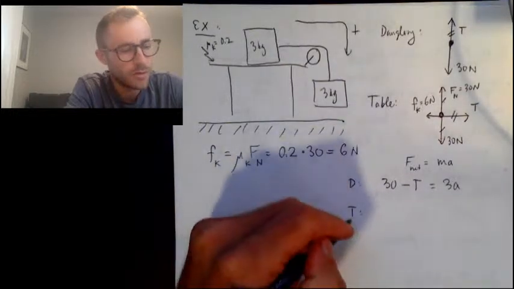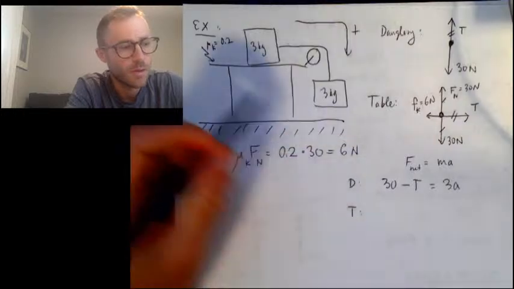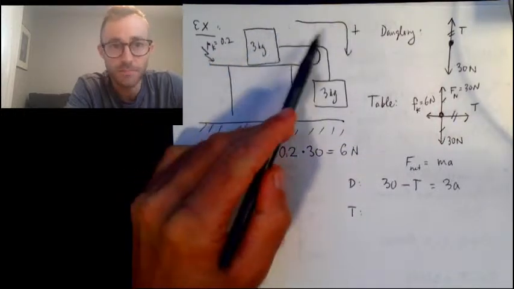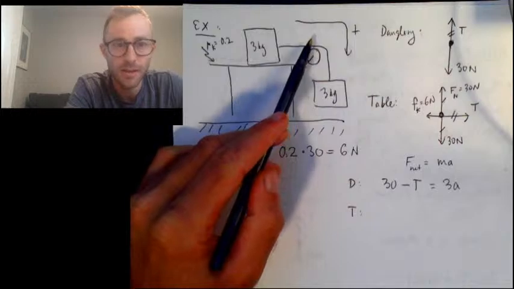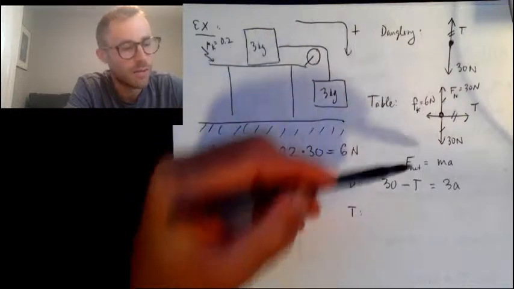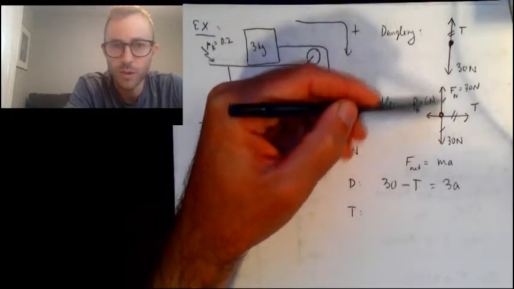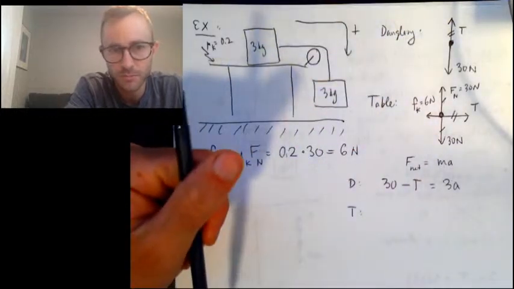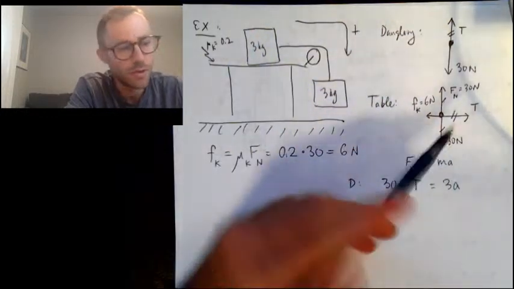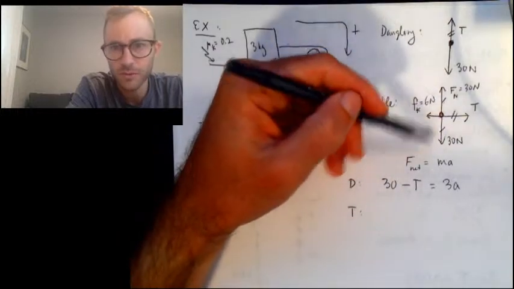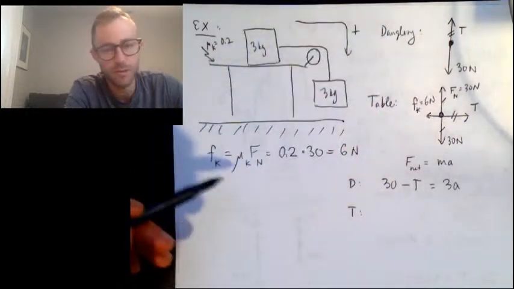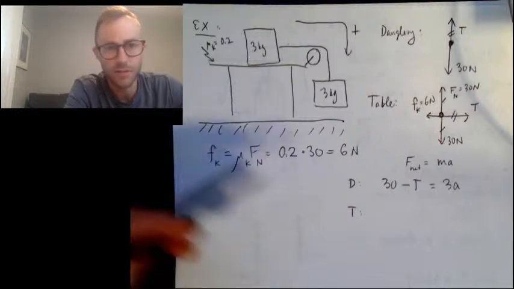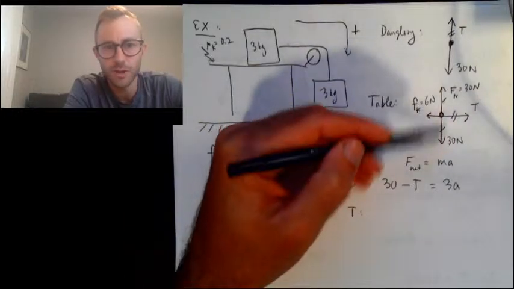For the table mass, the positive direction is to the right. The negative direction is to the left. So we're not even going to worry about friction and weight force because those forces are perpendicular to the direction of motion. The only purpose they served in this problem was to allow me to calculate friction. So they kind of enter into the problem indirectly.